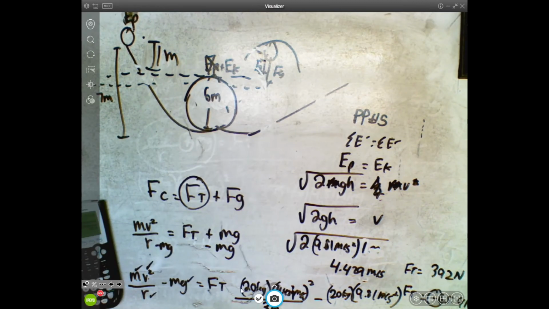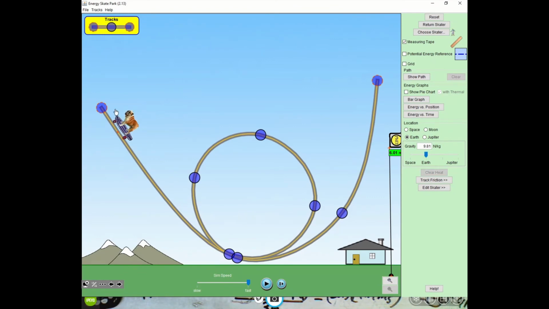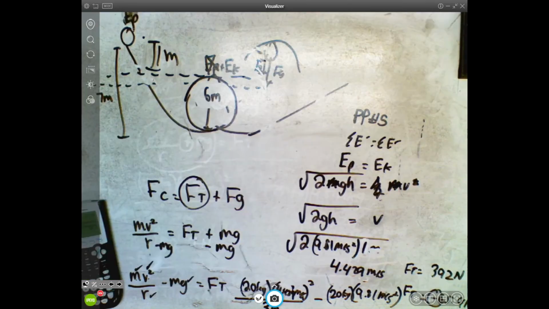Well, when we take a look at what the dog does, is he going to make the loop this time? No, right? He flies off. So this would not be good if you were developing a roller coaster, if no one could ever make the loop. That's what that negative means. If you ever have Ft equaling negative something, it means you're not going to make the loop.